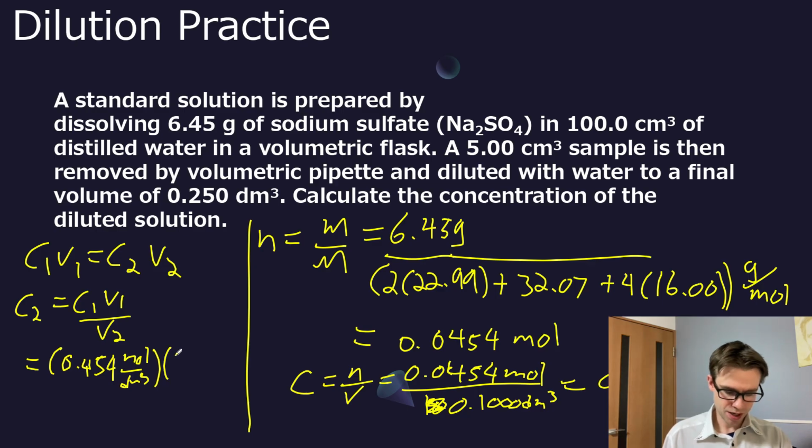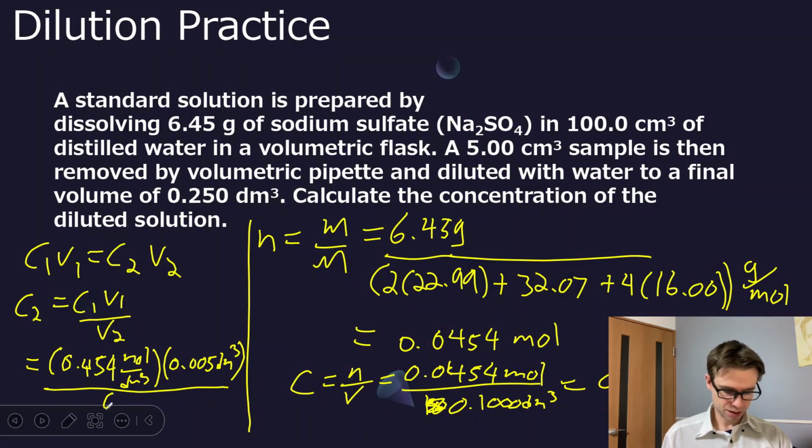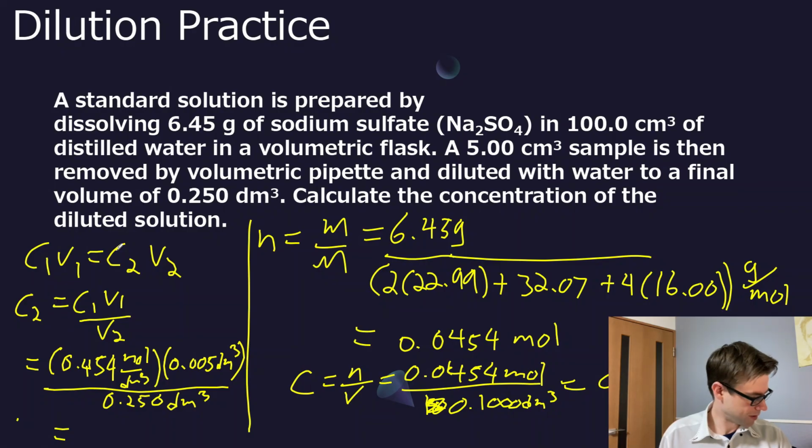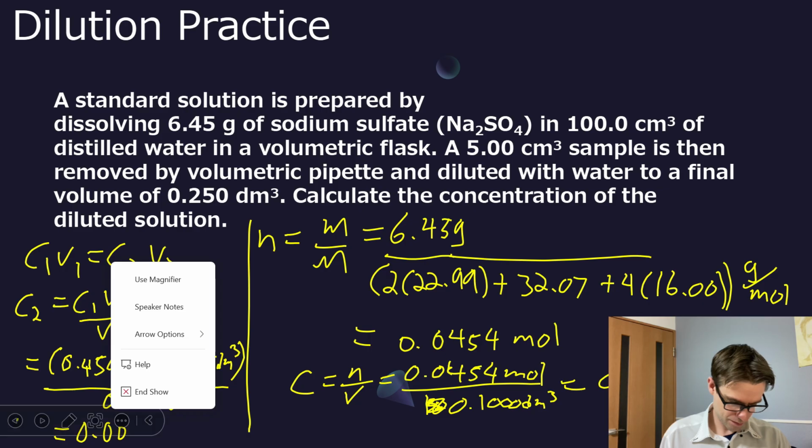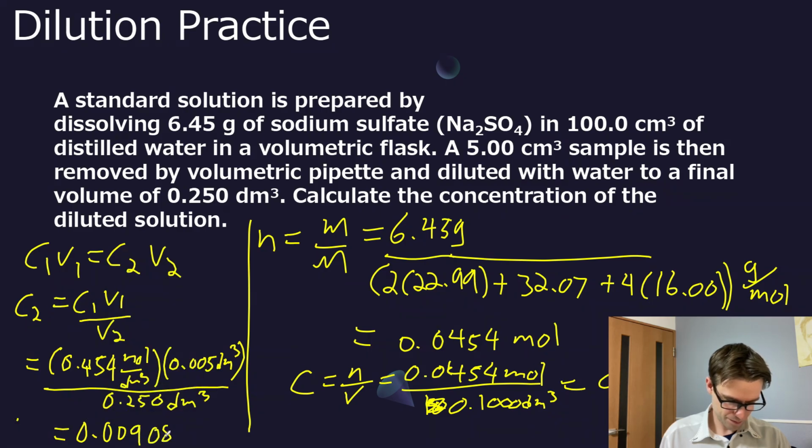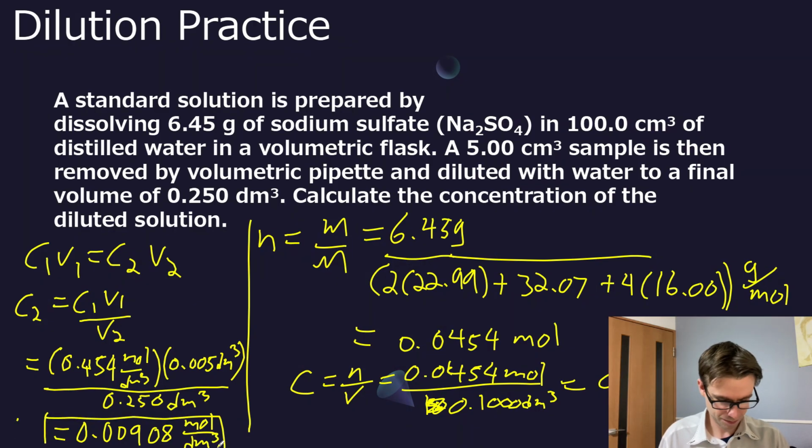It says we take 5 centimeters cubed. That's 0.005 decimeter cubed. And V2, we're trying to make 0.250 decimeter cubed solution. Okay, this comes out to be 0.00908 mole per decimeter cubed. Fairly dilute solution, but that's final answer done.